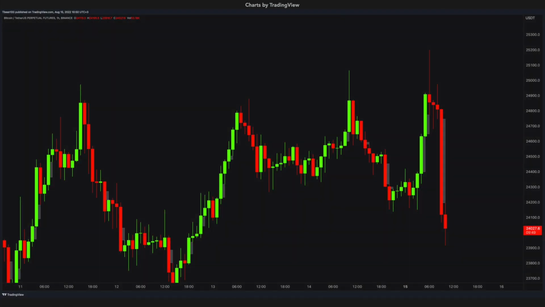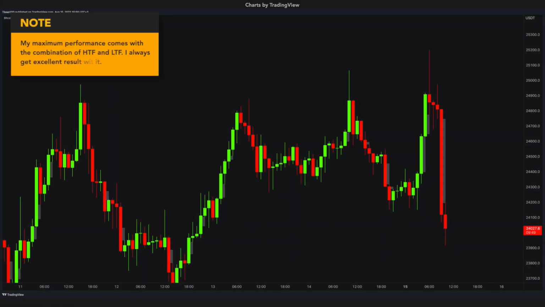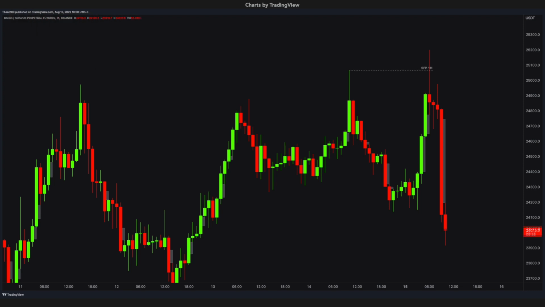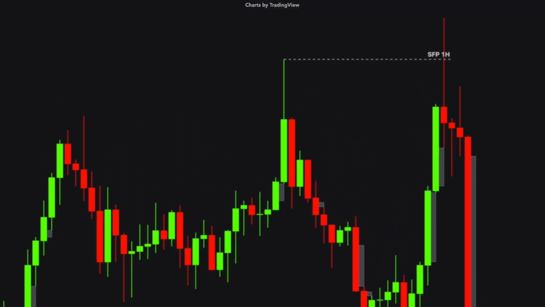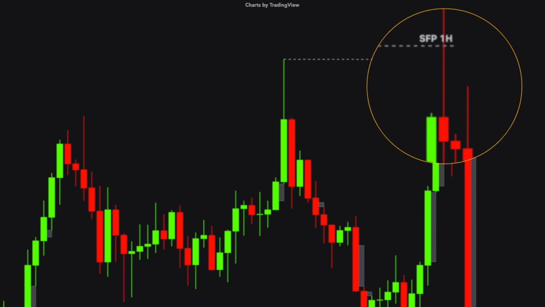Let's talk about my latest trade. This was the best trade that I took with the combination of high time frames and low time frames. First of all, you can easily notice the swing failure pattern with the 1 hour time frame. With this pin bar candlestick close, it is confirmed as a real swing failure.